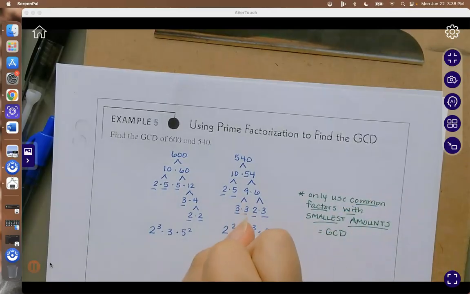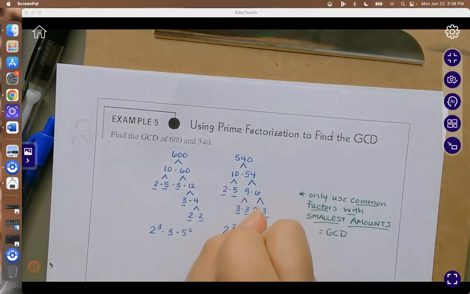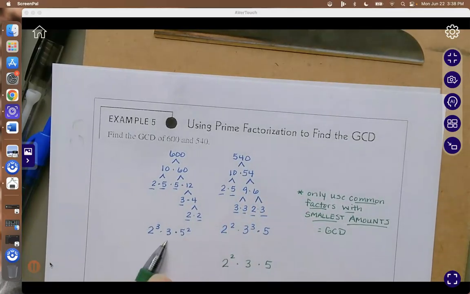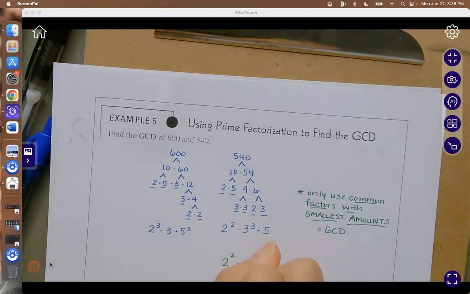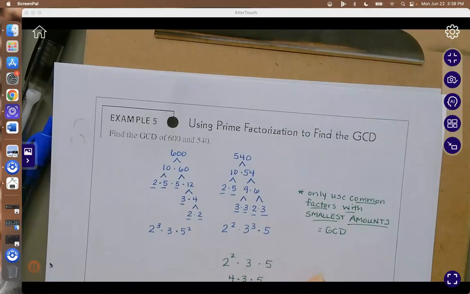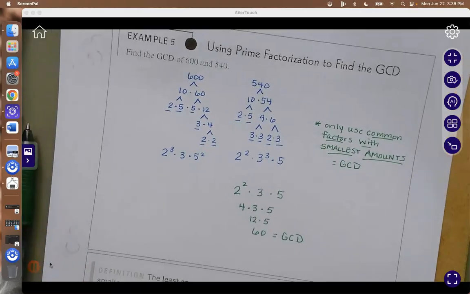So our common factors are 2, 3, and 5. They both have them. The smallest amount you see on a 2 is a 2. The smallest amount you see on a 3 is the singular 3. And the smallest amount you see on the 5 is the singular 5. So this is going to be 4 times 3 times 5, which is 12 times 5, which is 60. So 60 is the GCD of those two numbers. Okay? And that's how you do GCD.